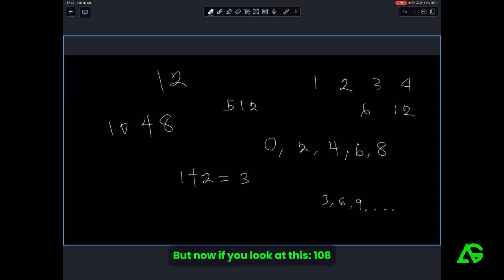Exactly. But now, if you look at this, 108. Is 108 divisible by 3? Yes, it is, because the summation of the entire digits results in 9, and 9 is a multiple of 3. So that is that for that.